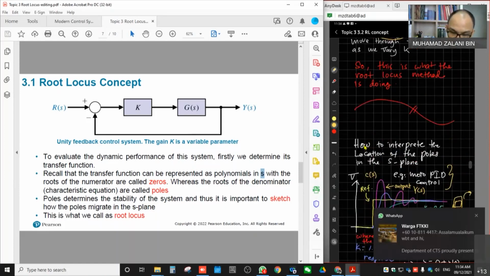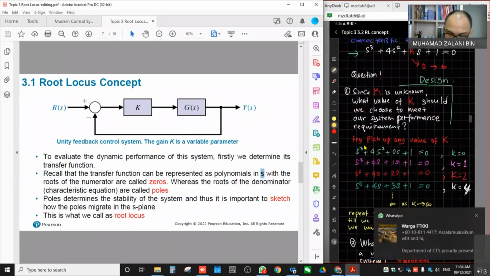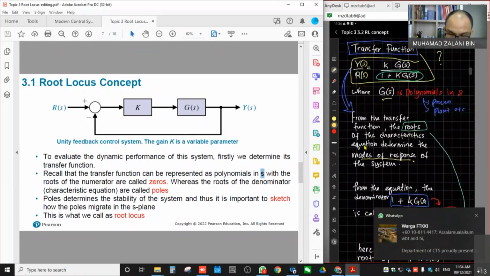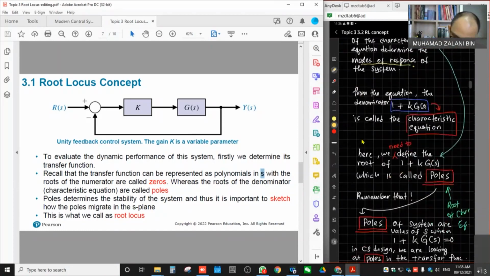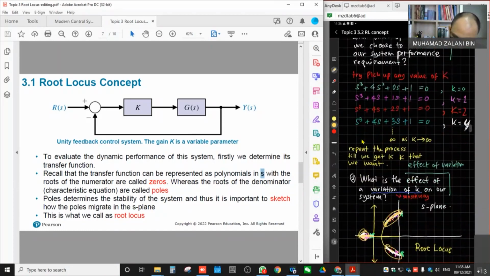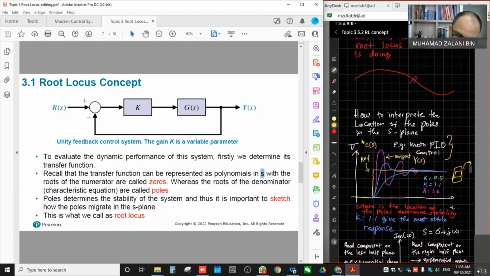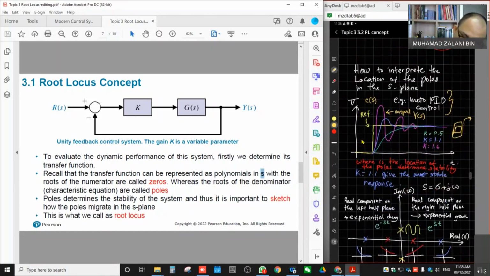Tengok balik kat sini. Mana tadi? Okay. Control system kita. Input. Saya tak guna, saya guna CS tadi. Output is YS. Input is RS. Let's say saya guna RS lah kat sini. RS input. Input maksudnya reference lah.